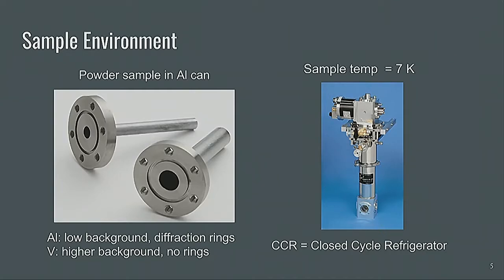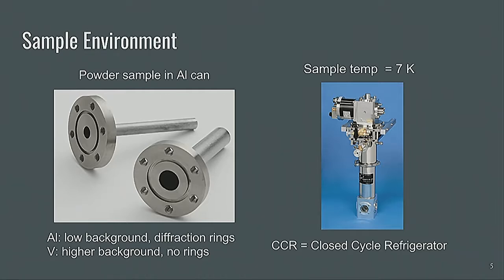Our goal is to figure out what each color in these rainbow arrows means. Our samples were loaded in aluminum cans because aluminum has a fairly low neutron cross-section, which makes it a pretty nice background. However, if you're really worried about that background, you can use a vanadium can, which means you won't have any diffraction rings. I think I said that backwards.